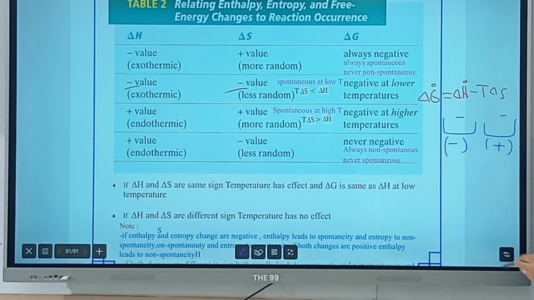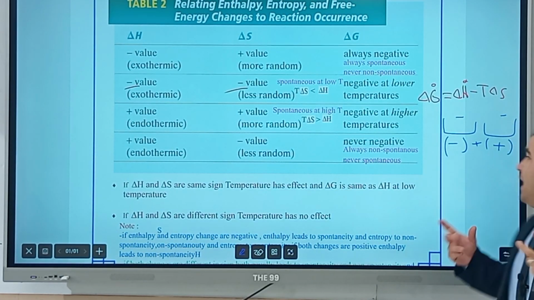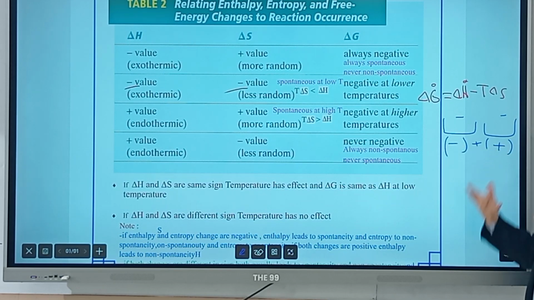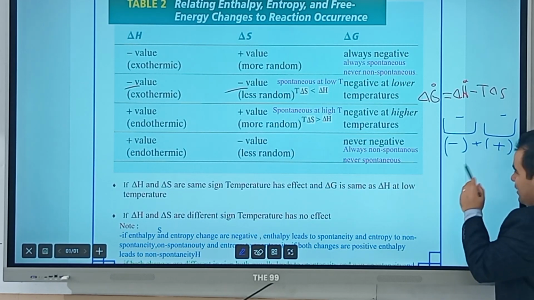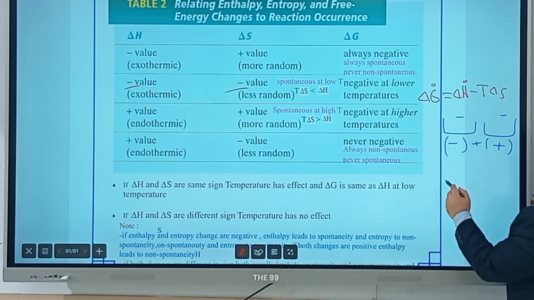Whenever we have two values with different signs, there will be possibility for both. If we add a negative with a positive, if the negative is higher than the positive, the result is a negative value. If the amount of the positive is higher than the negative, when we add them together, the positive dominates and the result takes the positive value. Let me tell you when it will be negative and when it will be positive.